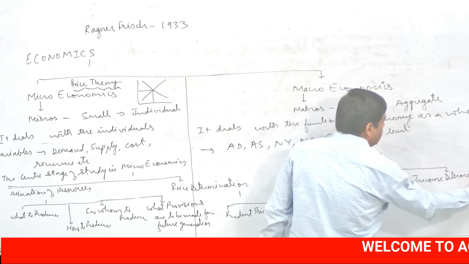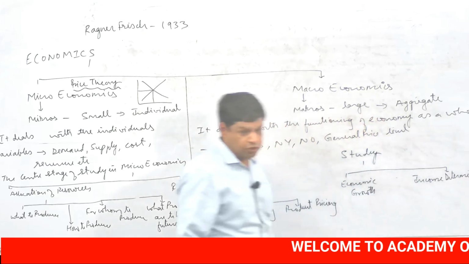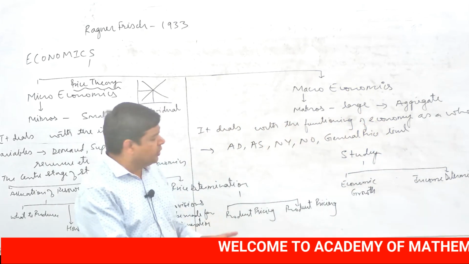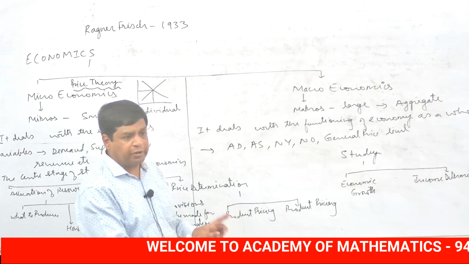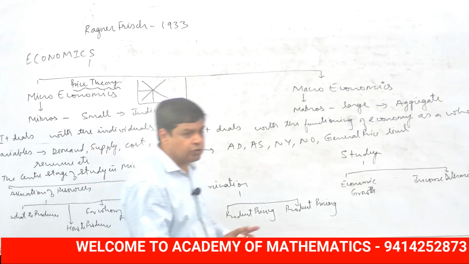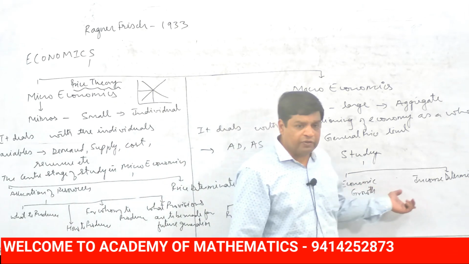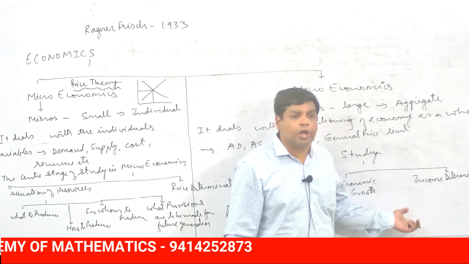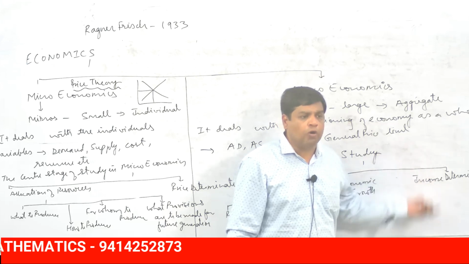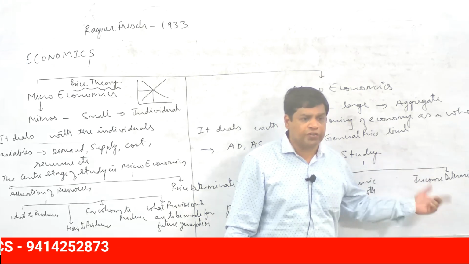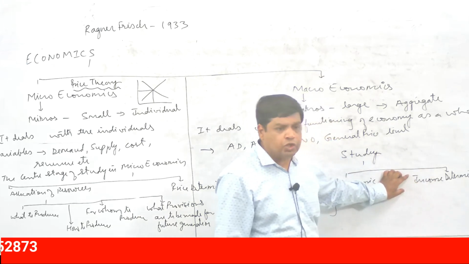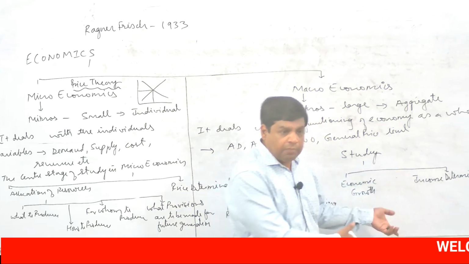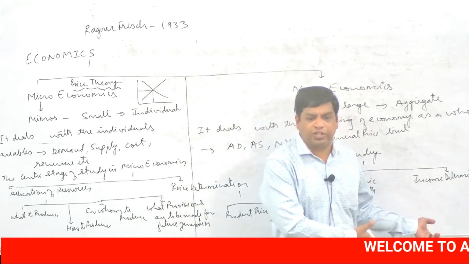And the second one is income determination. See, income determination, here it is important. Income determination means we have to discuss at what level full employment is achieved, whether the condition of underemployment, full employment, or over full employment level, inflation, deflation. We have to discuss in this topic income determination, and this is the main work we have discussed in the class 12 syllabus.